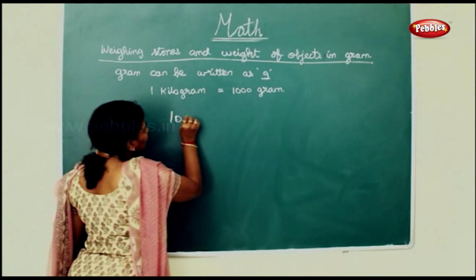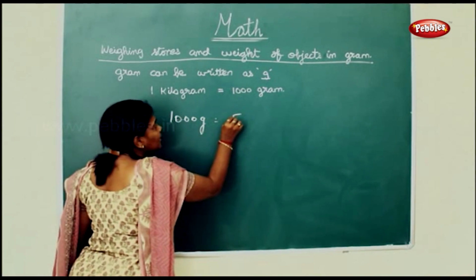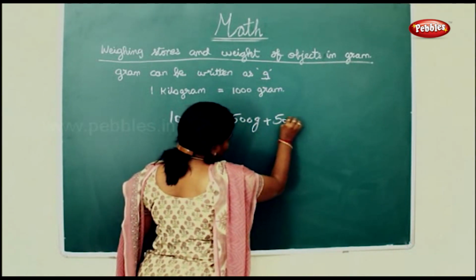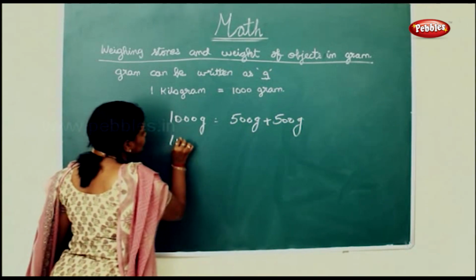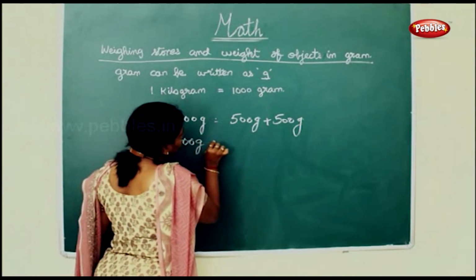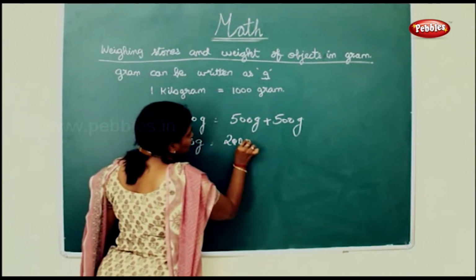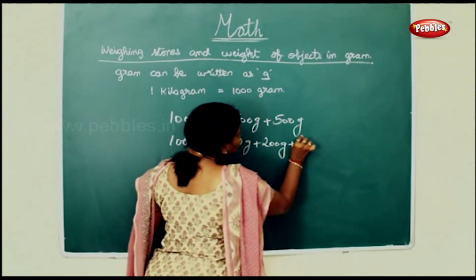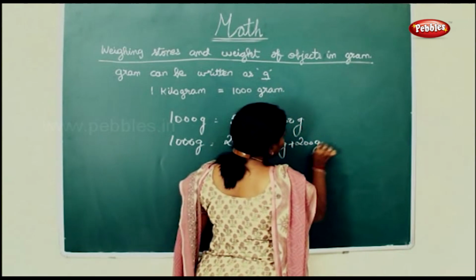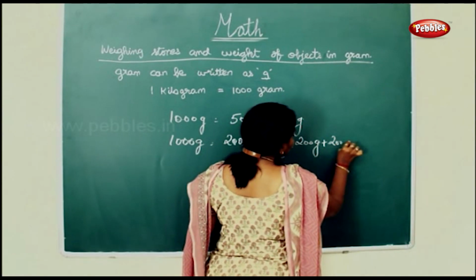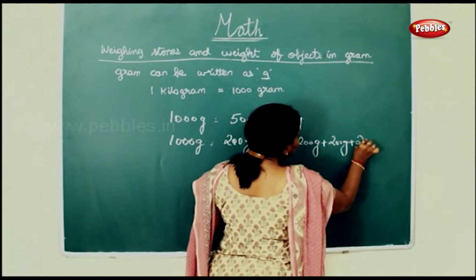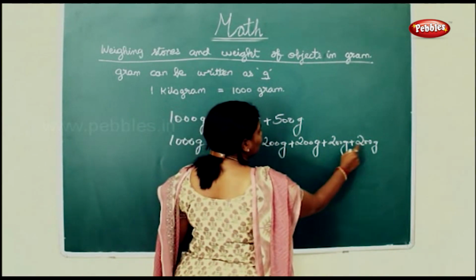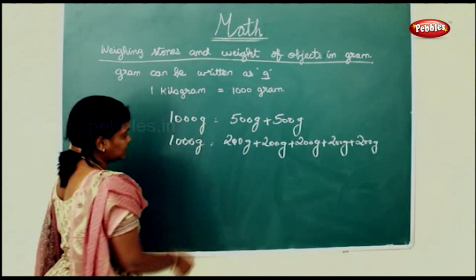This 1000 grams can be split up as 500 grams plus 500 grams. Or it can also be split up as 200 grams plus 200 grams plus 200 grams plus 200 grams plus 200 grams. 1, 2, 3, 4, 5 200 grams make 1000 grams.